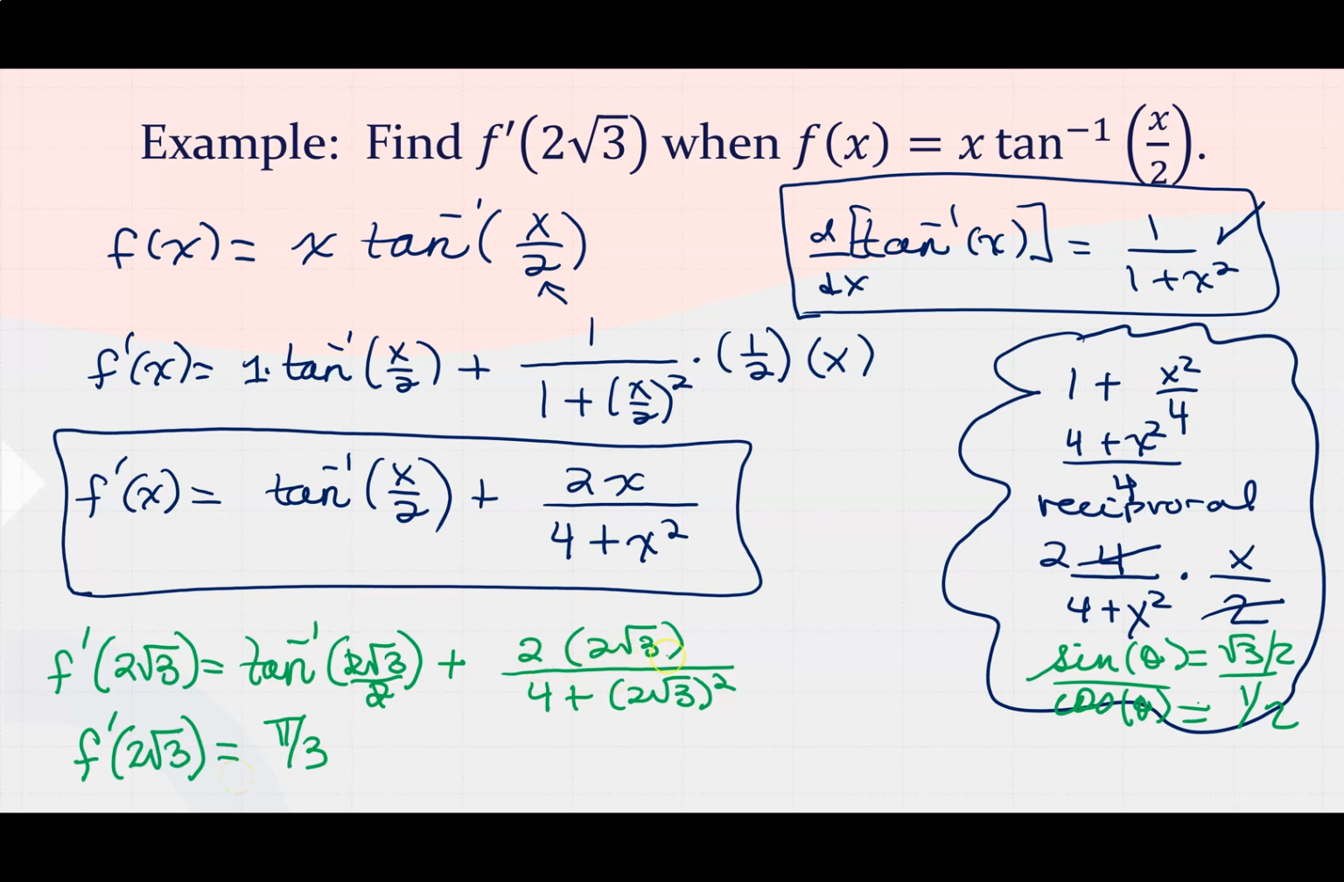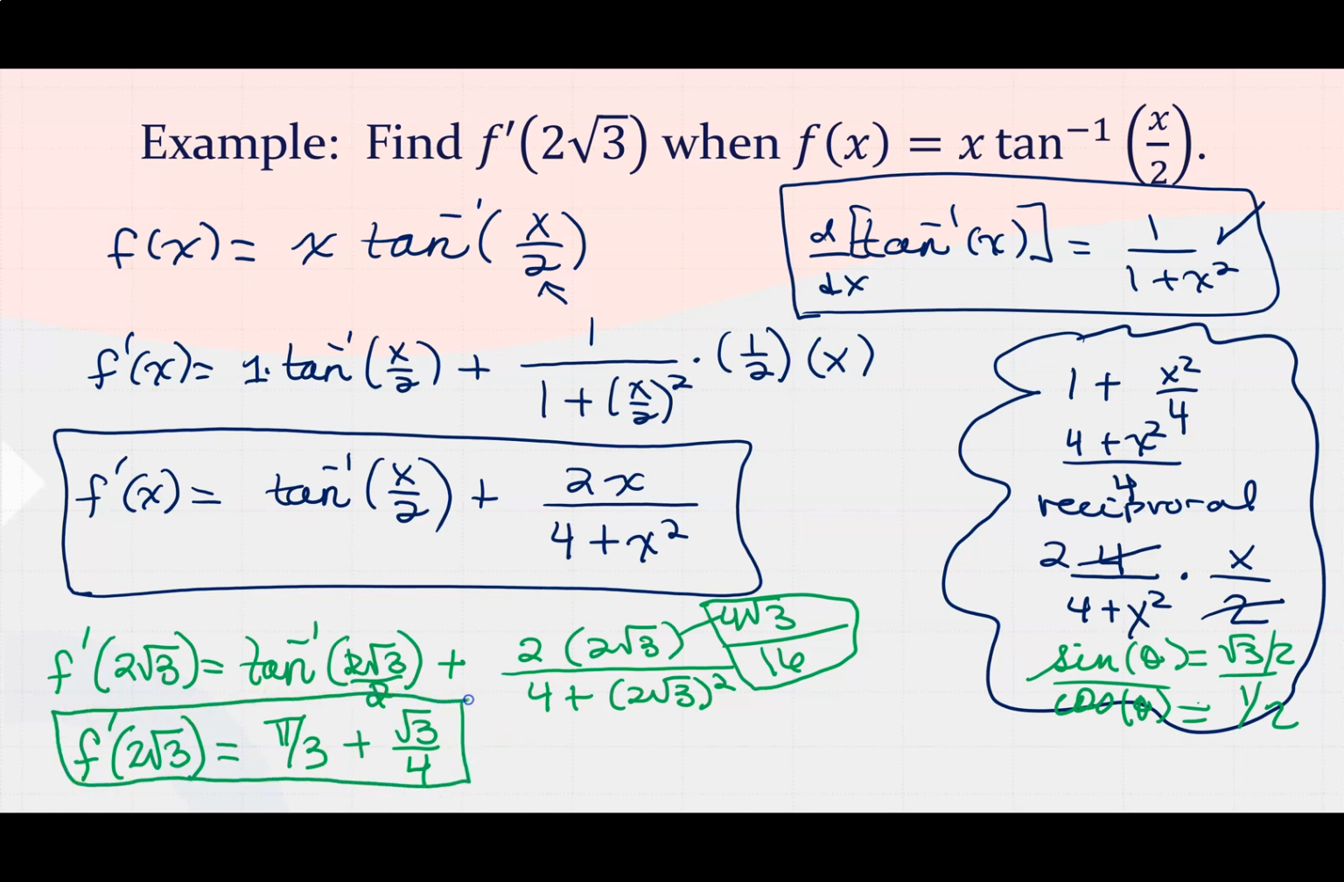And then here we will have 4 square root of 3 over 2 squared, which is 4. Square root of 3 squared is 3. 4 times 3 is 12, plus 4 is 16. You reduce that to get square root of 3 over 4. And that is the derivative evaluated at 2 square root of 3. And that is it.